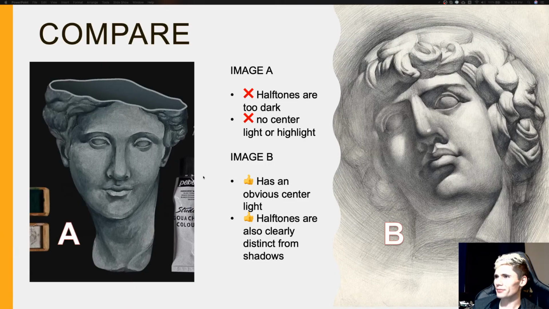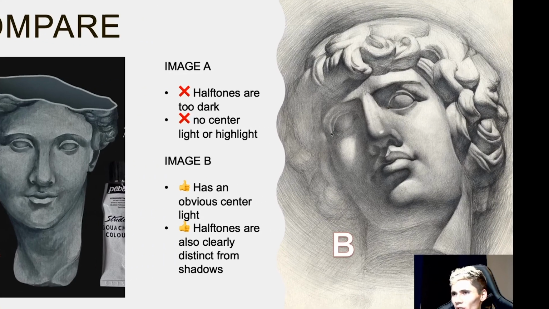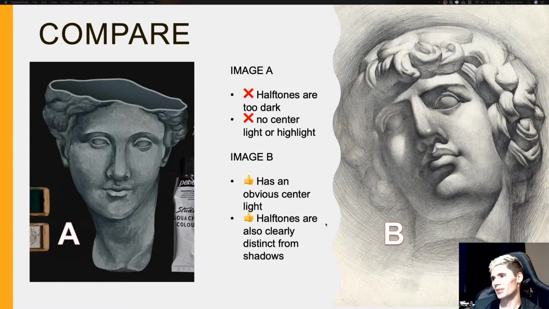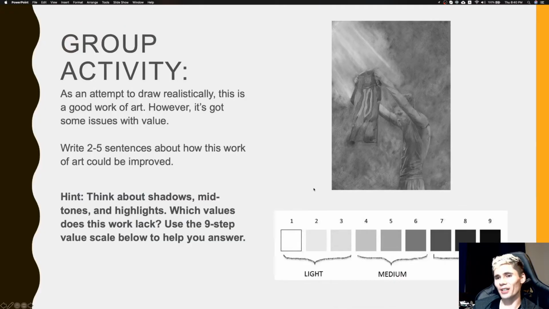All right, so in our work of art here on the left, the halftones are really dark, especially the highlights. And we have kind of a flat-feeling surface here. Hence, it just doesn't quite have the same dramatic impression or realistic feeling that image B does. You can see it has an obvious center light here on this left cheekbone. We could also say the center light is up here. And we have a really nice transition into halftones and then to these nice shadows. Let's go ahead and move on now to the next image.